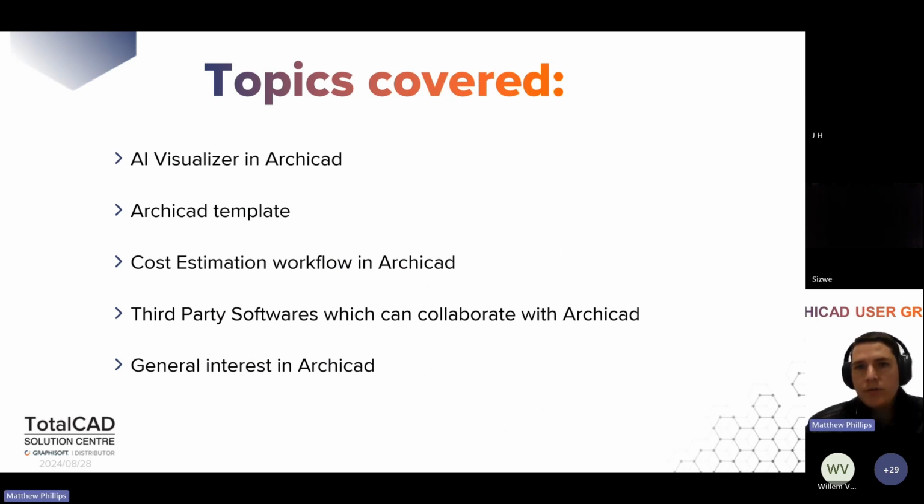From these 8 categories, we've covered the AI visualizer in Archicad and how to set up and use it to aid during your conceptual design phase in the project. All right, next is how to set up an Archicad template or enhance pre-existing ones. Next is cost estimation. So we had a live demo on how to do cost estimation using quantities and expressions in Archicad. Next is third-party softwares, which can collaborate with Archicad, like Katenda or CI tools. And lastly, we have lightly touched on general interest, like case studies.